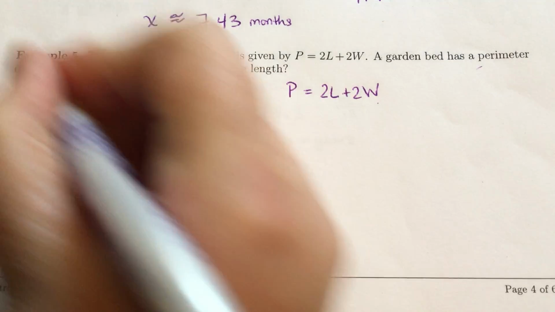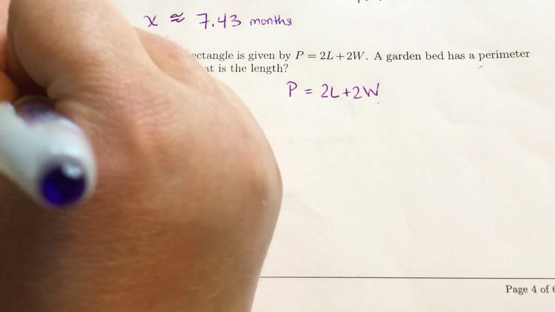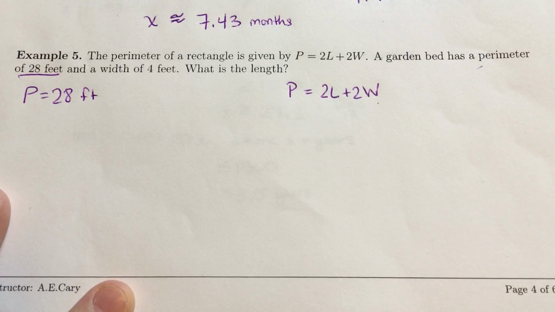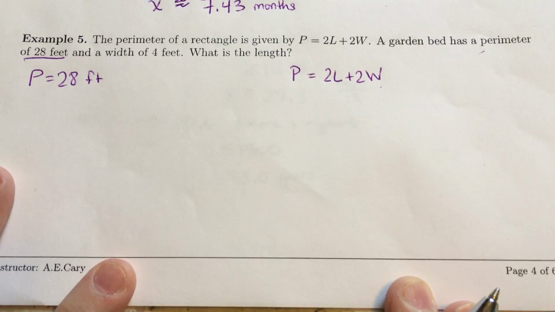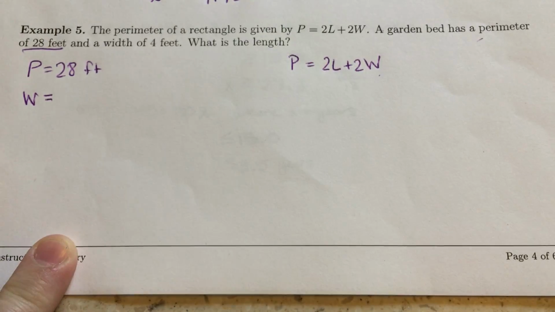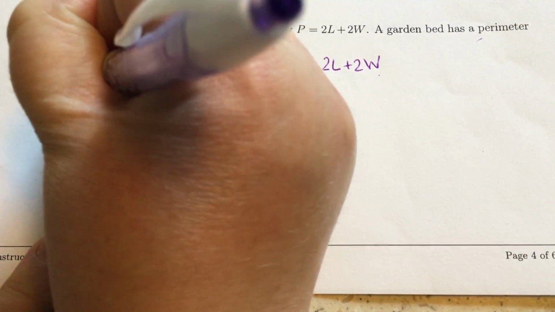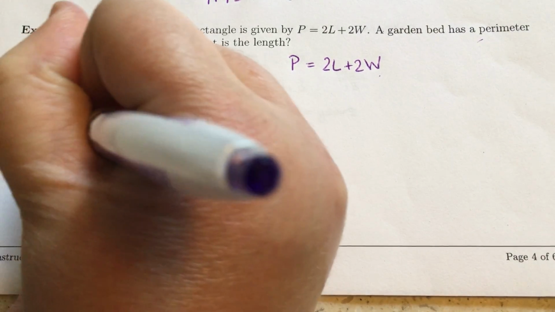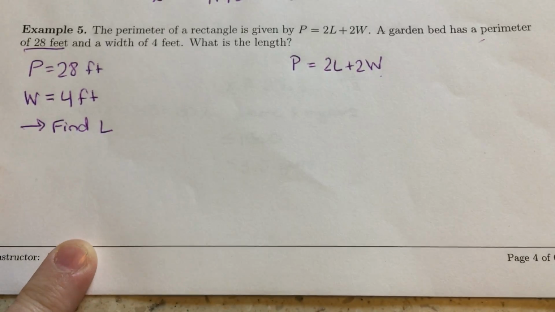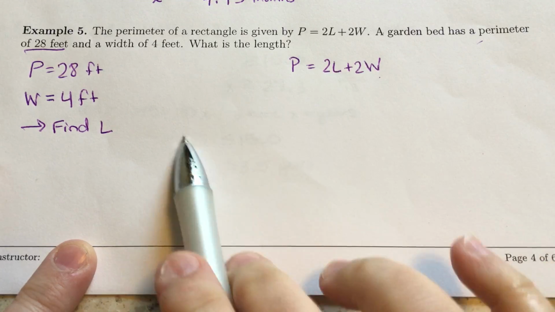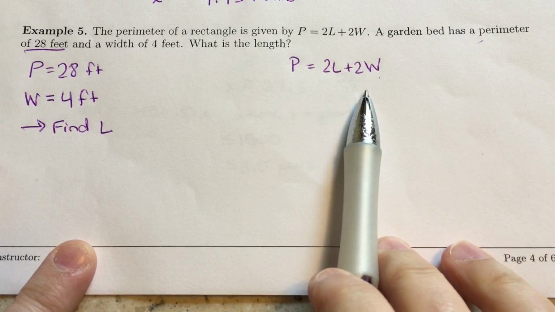It says the perimeter is 28 feet. So I'm going to write P is 28 feet. Again, I'm just getting information out of the problem. The next thing it says is a width of 4 feet. So it sounds like W is 4 feet. And then it asks for us to find the length. So I like to remind myself what I'm trying to find, which is the length of this rectangle. So now I've written down everything that I need from this paragraph so I don't have to read it again.